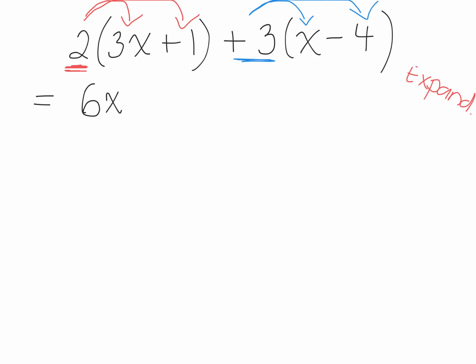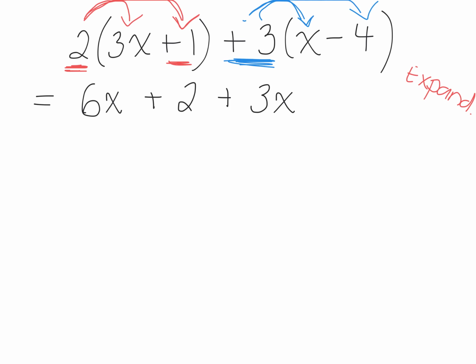And then 2 times positive 1 is what? What's 2 times positive 1? Positive 2. Please include the sign when you're doing it. Good. Positive 3 times x is equal to what? Positive 3x. And then, Rajal, keep going.